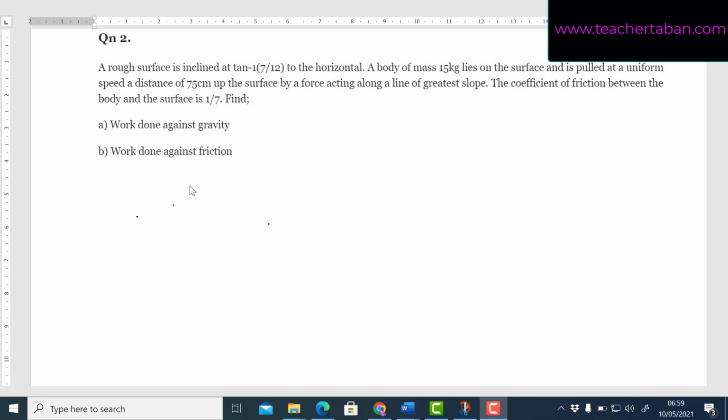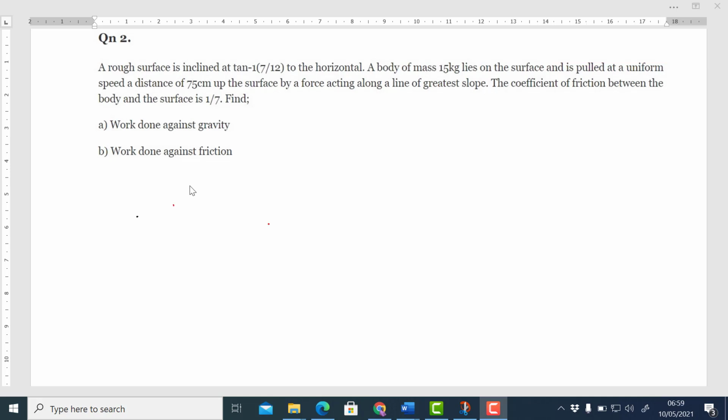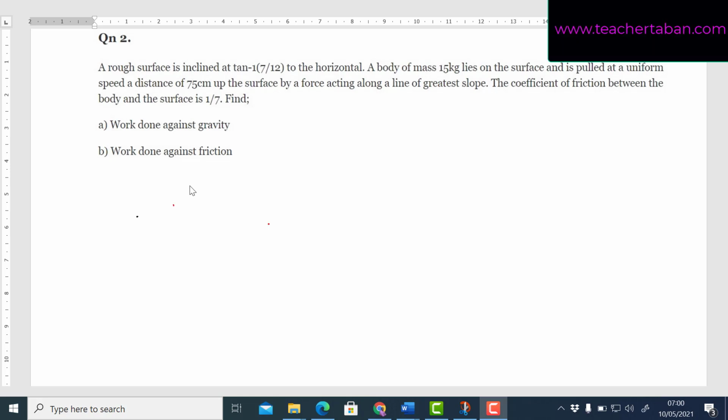Let's begin. A rough surface is inclined at tan inverse of 7 over 12 to the horizontal. A body of mass 15 kilograms lies on the surface and is pulled at a uniform speed, a distance of 75 centimeters up the surface by a force acting along the line of greatest slope. The coefficient of friction between the body and the surface is 1 over 7. Find the work done against gravity and then the work done against friction.